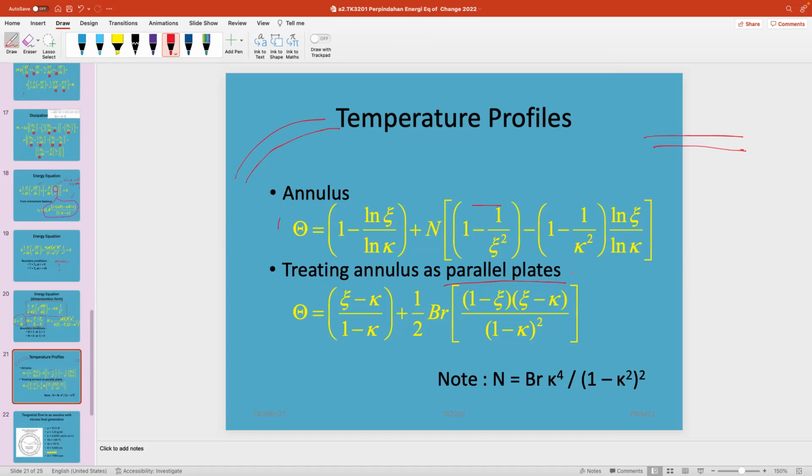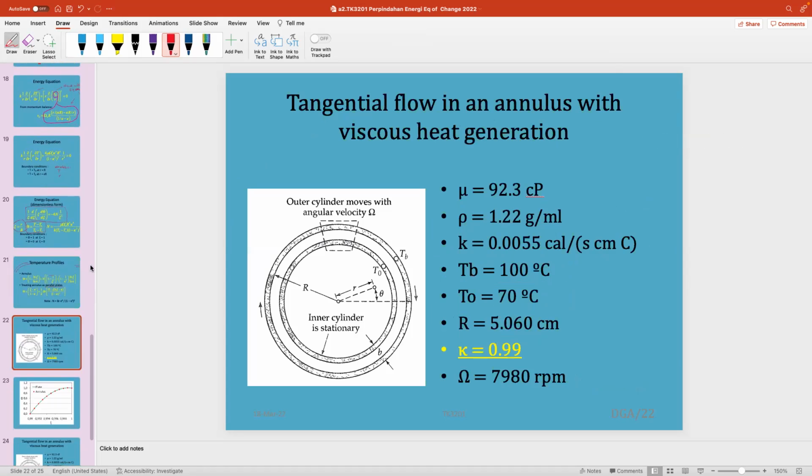I know this is very advanced, but at least we can see what the impact is if we put it into some numbers. So here I would like to give you some examples, also from the book. Let's say the outer cylinder rotates with some angular velocity, and the fluid has a viscosity, for example in centipoise.